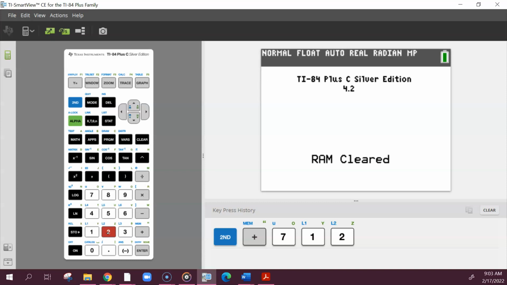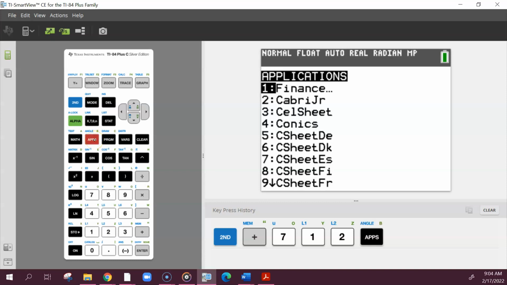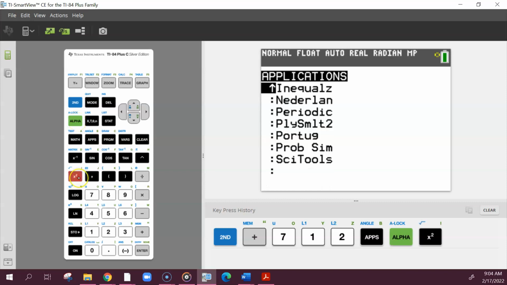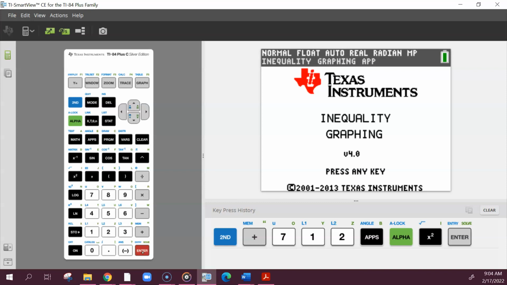Here is a way you can check yourself in the calculator. If you go into apps, right next to math, yours should only have 4, mine will have a whole bunch. So when you're in apps, you're looking for Inequalz. Does anyone not have that app? Because I think I fixed them yesterday. When you find Inequalz, press enter. Your calculator will do this.